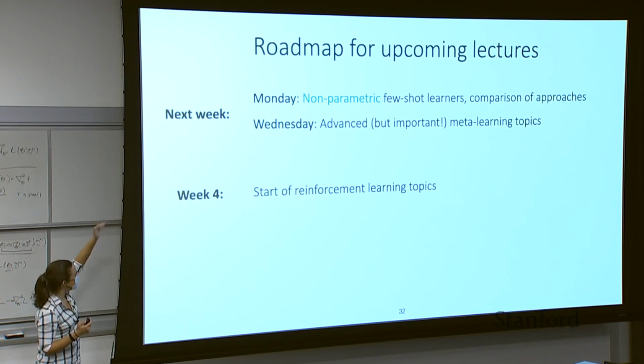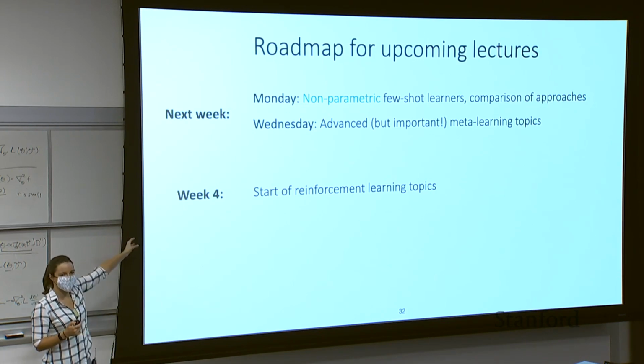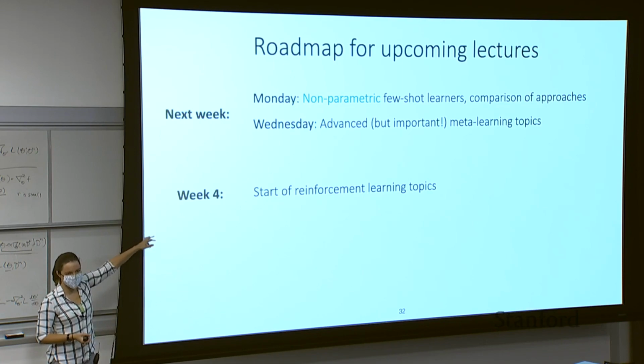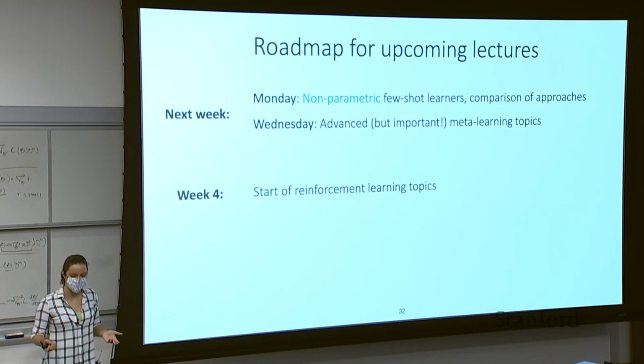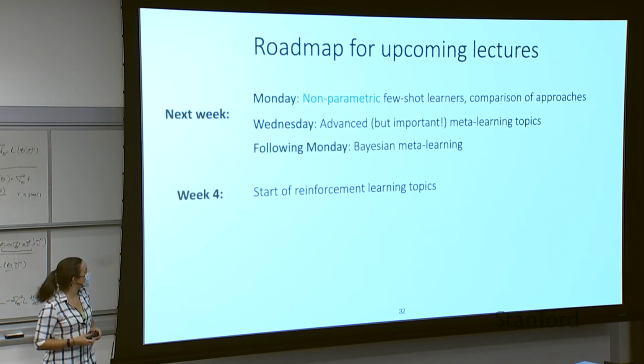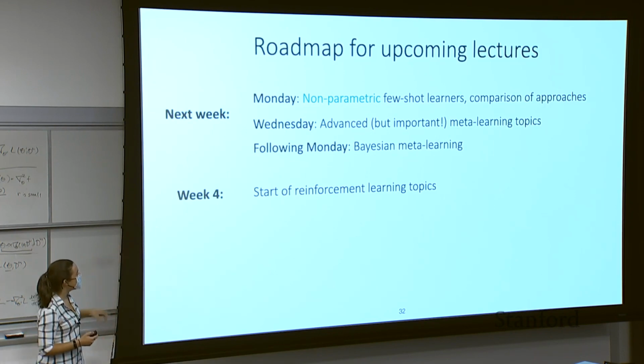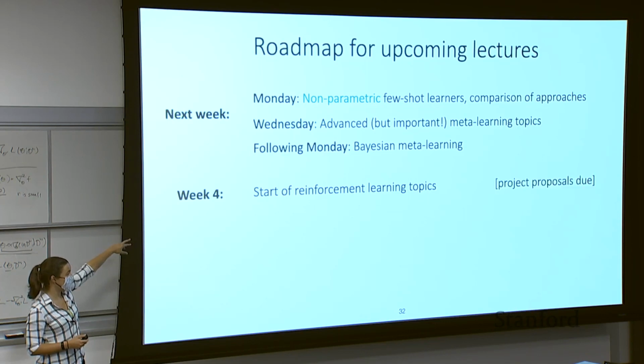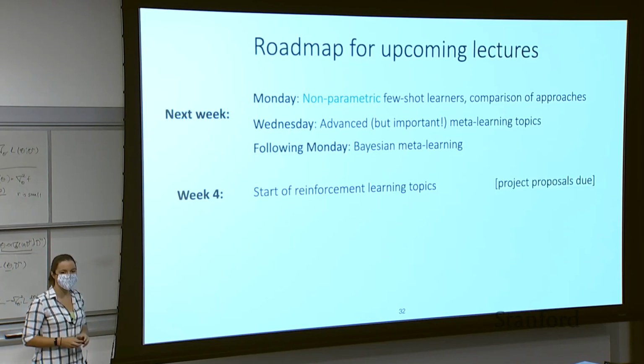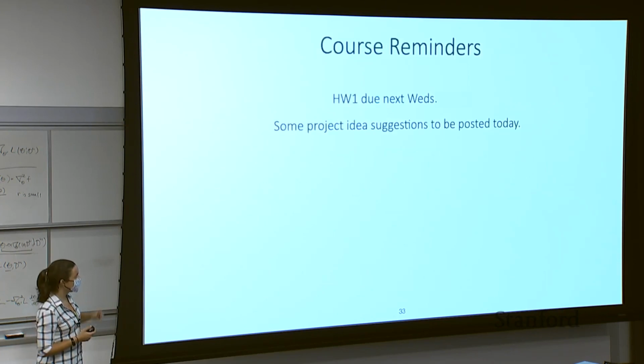On Monday of the following week, we're also going to cover the Bayesian interpretation of meta-learning algorithms. And then on Wednesday of week 4, we'll start covering reinforcement learning. Following Monday is Bayesian meta-learning and then reinforcement learning. Also, project proposals will be due on, I think, Wednesday of week 4. And so it's good to start thinking about your projects now. Hopefully some of the project idea suggestions that we'll post will be helpful for that.